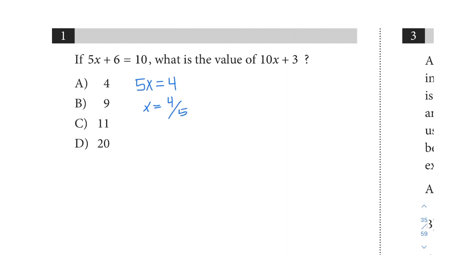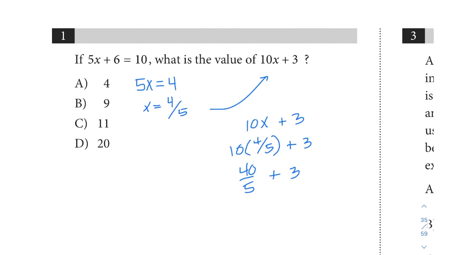And then we can plug that in to x in the expression 10x plus 3. So that would be 10 times 4 fifths. When multiplying fractions, you just multiply straight across. So you multiply your numerators. That would be 40 over 5, which is 8. And we will be left with 8 plus 3, which is 11, for our answer to question 1. Let's go ahead and keep moving.